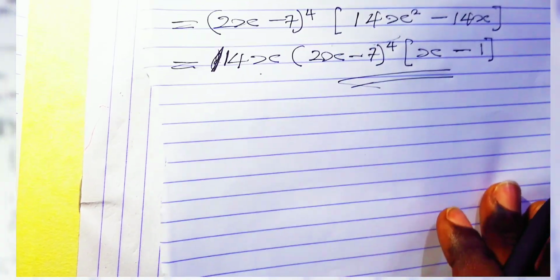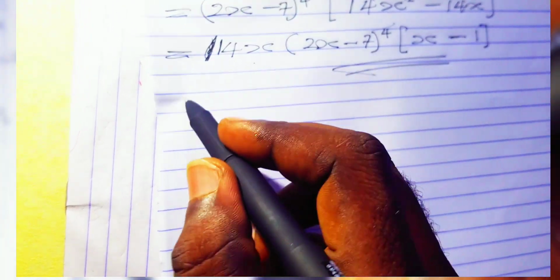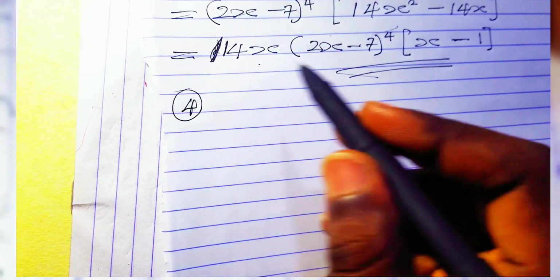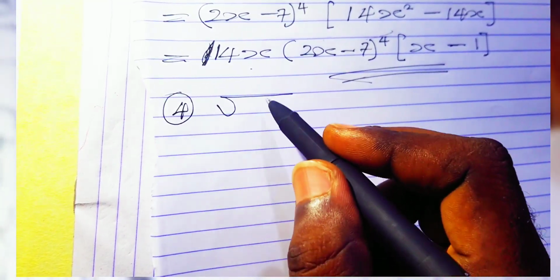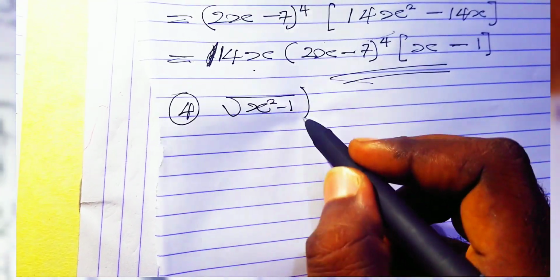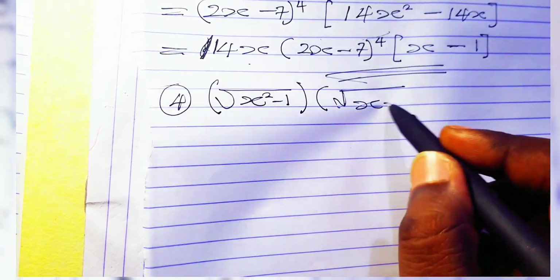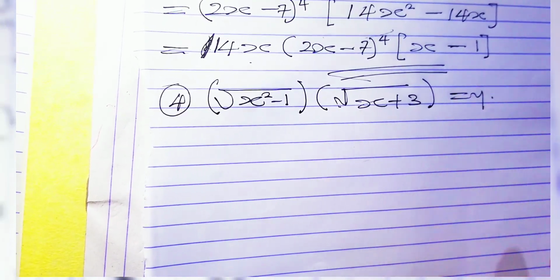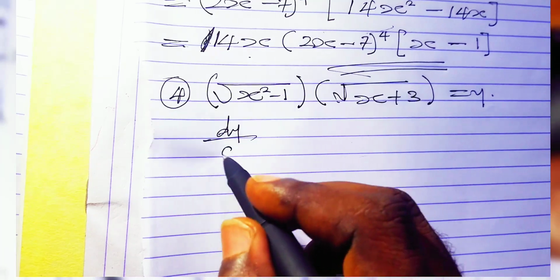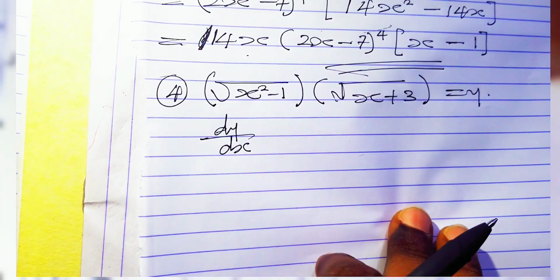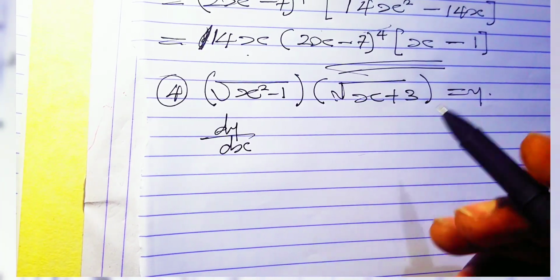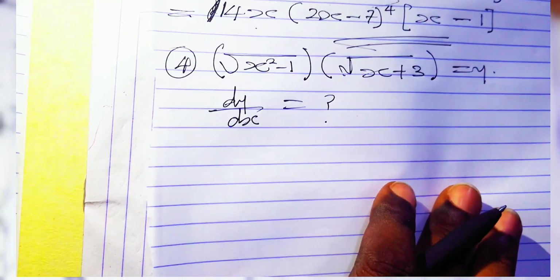Let's go for another example. Another example, that should be my number 4. My number 4 is we are asked to find dy/dx if y equals square root of x squared minus 1, in the bracket, times root of x plus 3. So we have to find dy/dx. This is also a combination of product rule and chain rule. All right, let's go ahead.